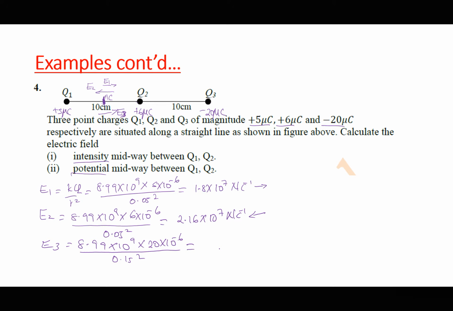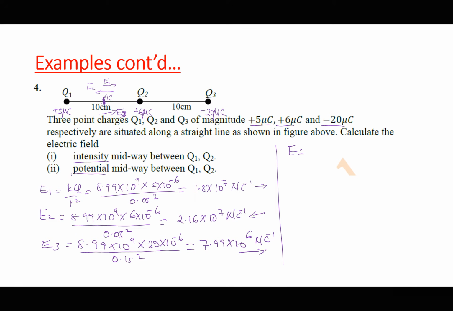So this is giving me 7.99 times 10 power 6 newtons per coulomb. So all we need is the resultant. This one was to the right because it was attracting our unit positive charge. Note that to come up with a direction, I imagine a unit positive charge at the midpoint between Q1 and Q2. So the resultant of all these values is going to be the resultant electric field.